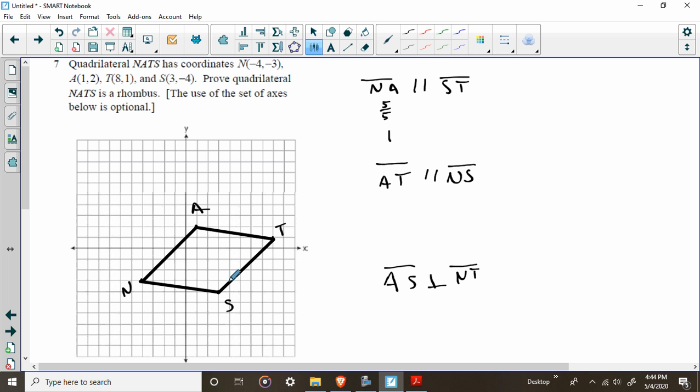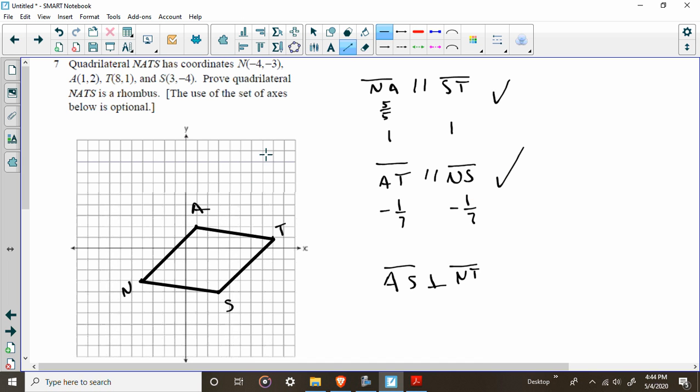ST, again, if we go corner to corner on the boxes, it looks like 1, 2, 3, 4, 5, over 1, 2, 3, 4, 5. So far, that checks out. AT, 1, 2, 3, 4, 5, 6, 7. AT has a slope of -1/7, and NS has a slope of 1/7. Okay, so far it's definitely a parallelogram.